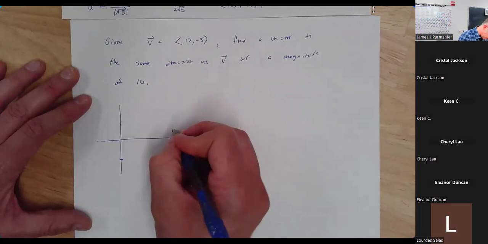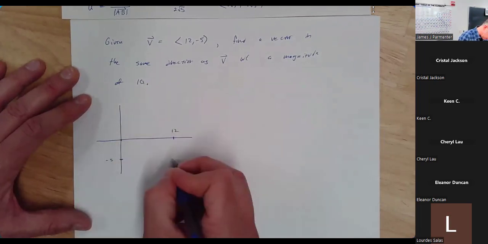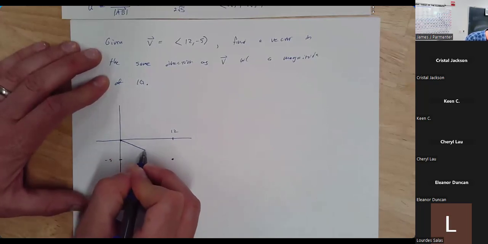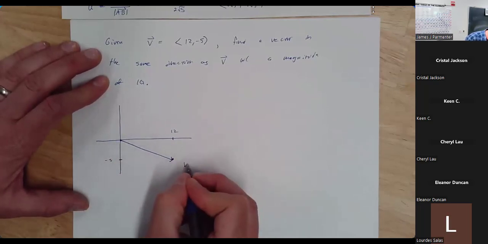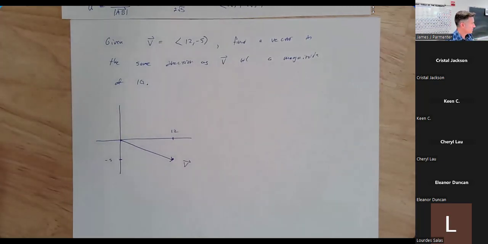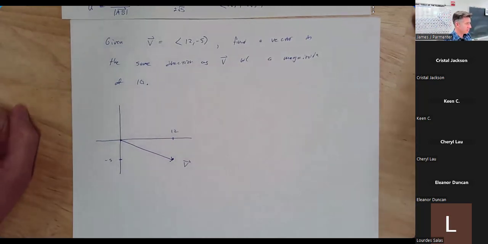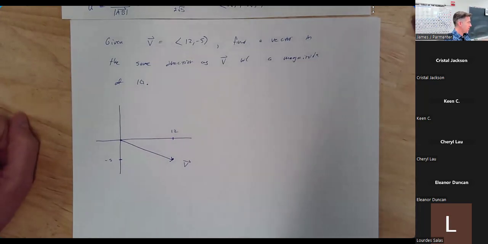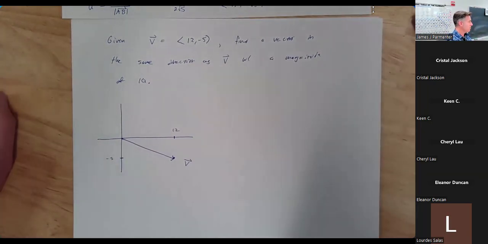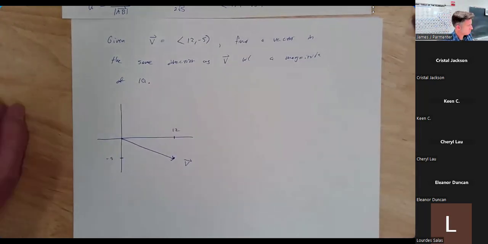So that's about, let's say that's 12 and that's 5. Here's my vector V. And let me ask all of you, the vector V that I've drawn, is its magnitude, give me a thumbs up for larger than 10, a thumbs down for smaller than 10. Is the length of that vector I just drew more than 10 or less than 10? Just looking at the picture.